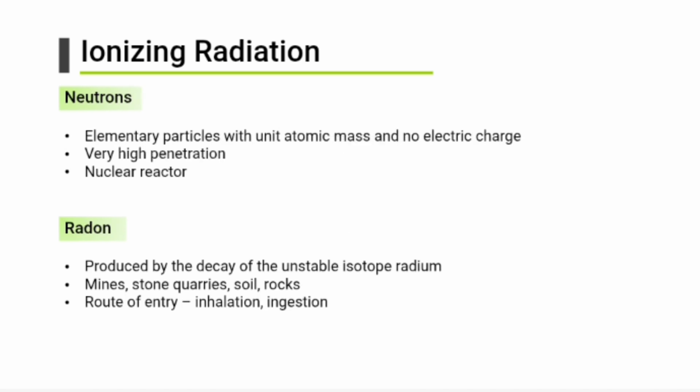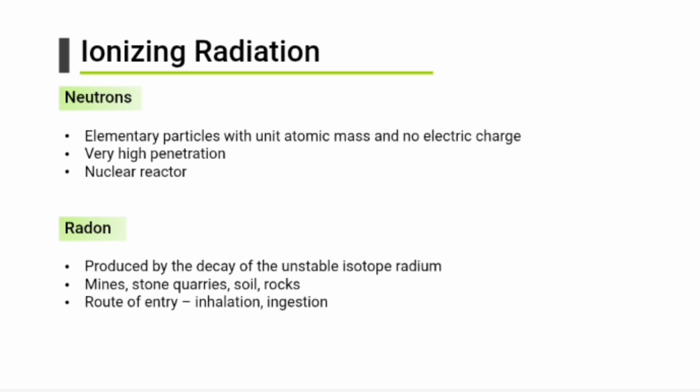Neutrons, characterized as elementary particles with unit atomic mass and no electric charge, exhibit very high penetration capabilities. Their application is particularly notable in nuclear reactors, where their unique characteristics play a crucial role. Radon, on the other hand, is produced through the decay of the unstable isotope radium, and is commonly found in environments like mines, stone quarries, soil, and rocks.